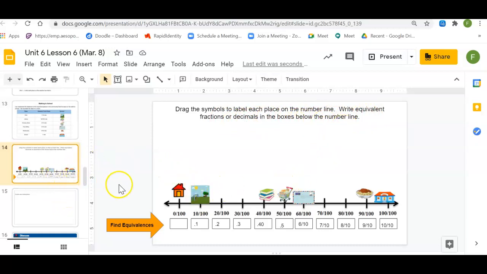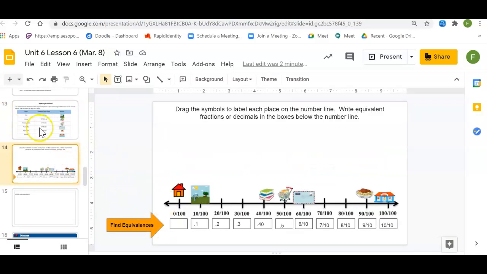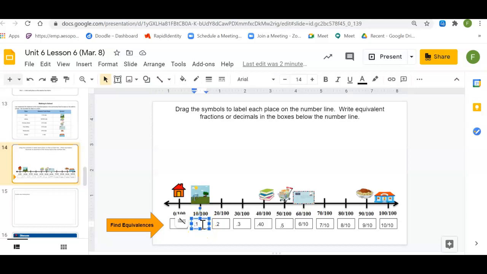So when we look at the park, remember, go back to the park, it was 1/10 of a mile. And back to this slide. So 1/10, when we look at the entire number line, would go right here. Okay, 1/10 is equivalent to 10 hundredths. You don't see it on the number line originally, but 1/10 is equivalent to 10 hundredths. So that's why I placed it right here. And in the box below, I decided to use a decimal for the first few of them. So that's 0.1 is 1/10.